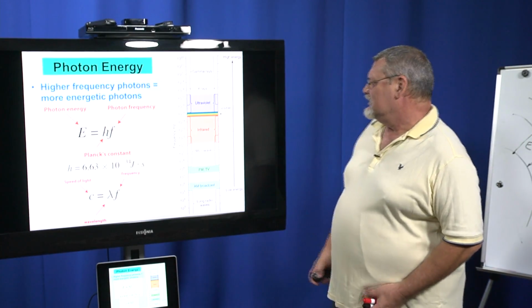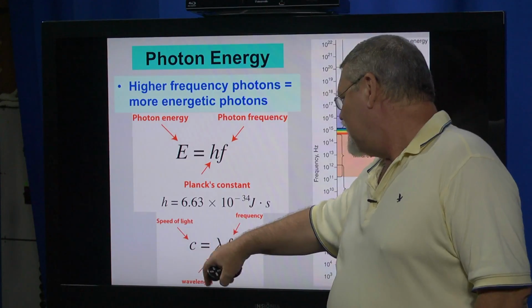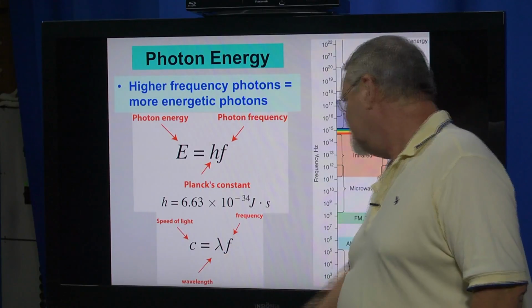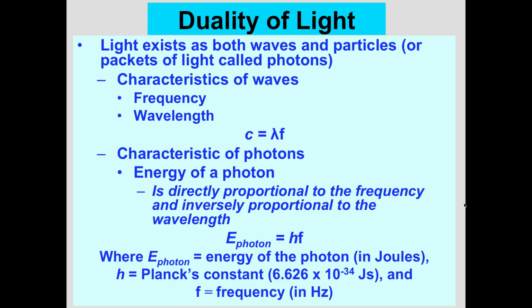So what we're going to do is the speed of light, this is our other equation, the speed of light equals the product of the frequency and the wavelength. So let's play with these a little bit. Light exists as both waves and particles, or packets of light called photons. Characteristics of waves, quick review here. There's the frequency and the wavelength, and their product is the speed of light.